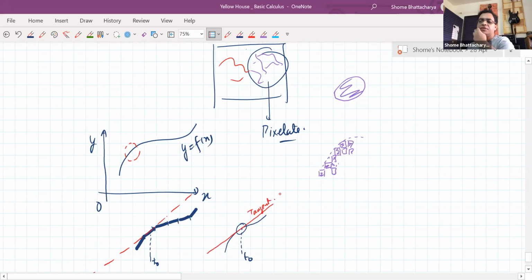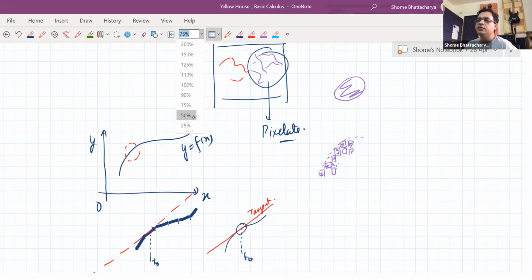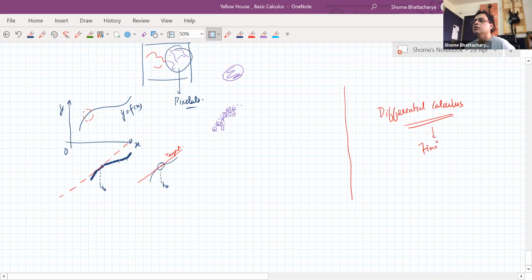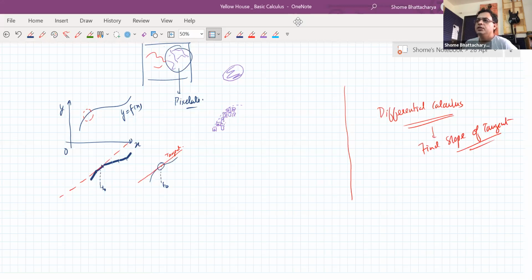So this is all okay as far as imagination is concerned, but it does not actually give us any formula or any method of calculating the slope of the tangent. So the job of differential calculus is to give us a set of systematic methods, formulas, etc., to calculate the slope of the tangent. We will see that later, of course. In the next lecture, we'll learn how we use the method of differential calculus to find the slope of the tangent for any sort of equation, for any sort of curve.